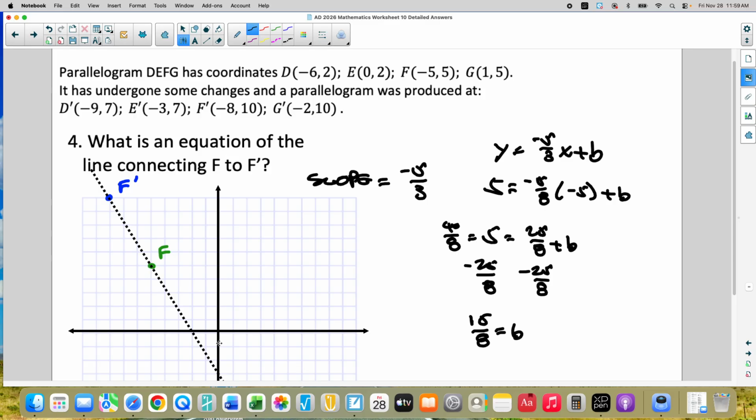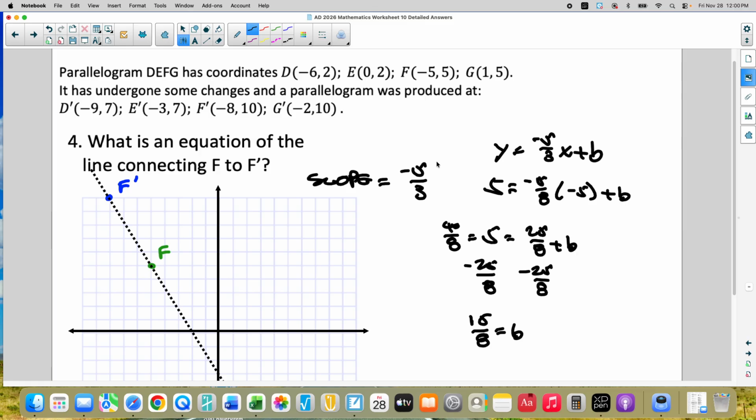F is negative 8. Oh, no. F is negative 5, 5. Negative 5, 5. 1, 2, 3, 4, 5. 1, 2, 3, 4, 5. Negative 8, 10. That's correct. My slope is negative 5/3. That makes positive 25 eighths. That's 15 eighths. That's correct. Negative and negative, x, that's my y.